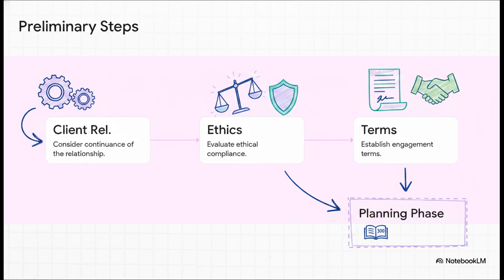So in the real world, 3 crucial things have to occur before any formal planning initiates. First, we consider the continuance of the client relationship. We have to ask ourselves, should we actually continue doing business with this entity given their current risk profile? Second, we evaluate our compliance with ethical requirements, paying special attention to our independence to make sure there are absolutely no conflicts of interest. And third, we establish the formal terms of the engagement. These 3 preliminary engagement activities come first. Only after these are cleared do we actually move into the planning phase governed by Standard on Auditing 300.